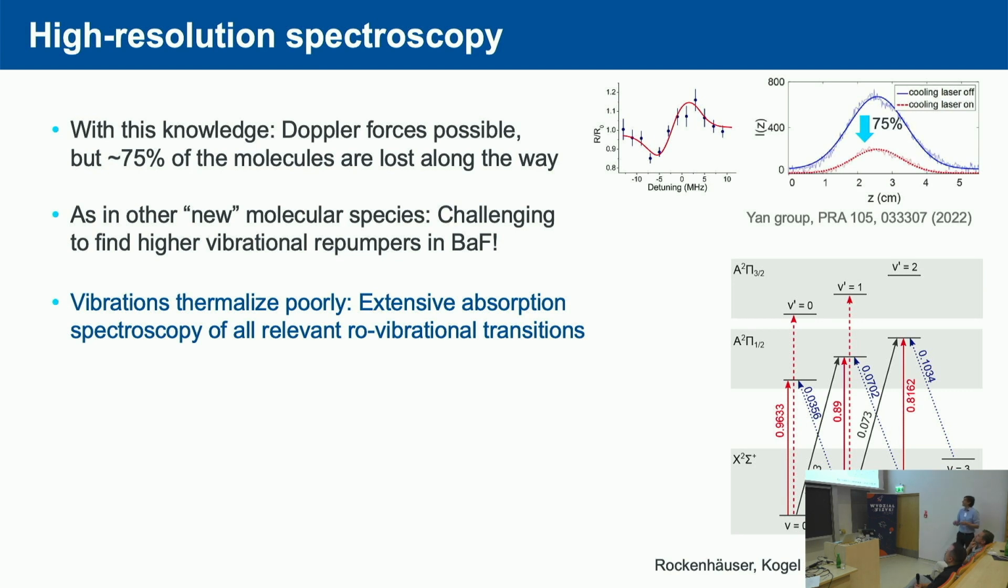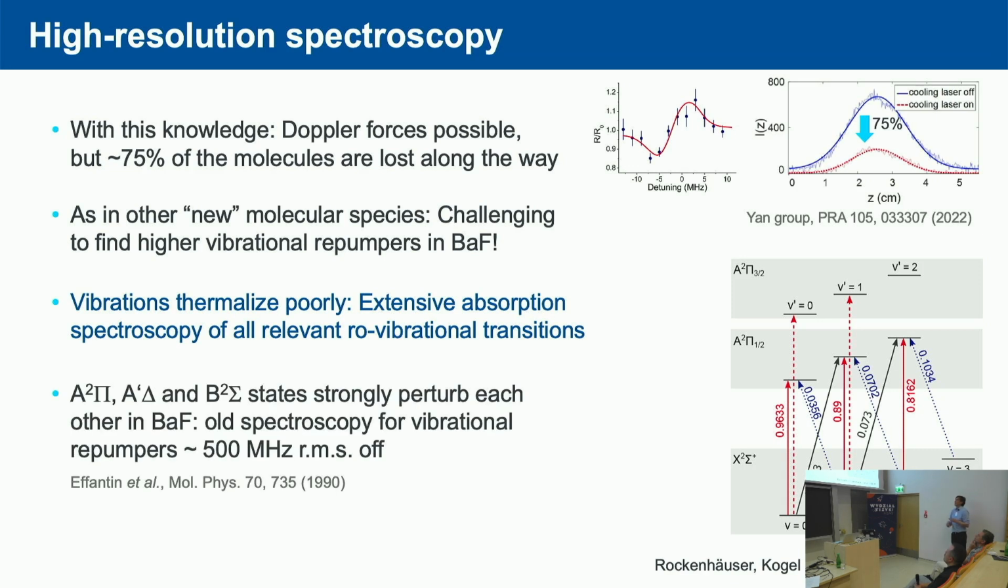And that gives us a way of actually doing the spectroscopy on all these different vibrational transitions right in the buffer gas cell. And it turns out in barium fluoride, there's a lot of perturbation because there's a lot of close-lying excited states that shift these states around, and that basically results in the old spectroscopy being significantly off. So we had to redo all of this.